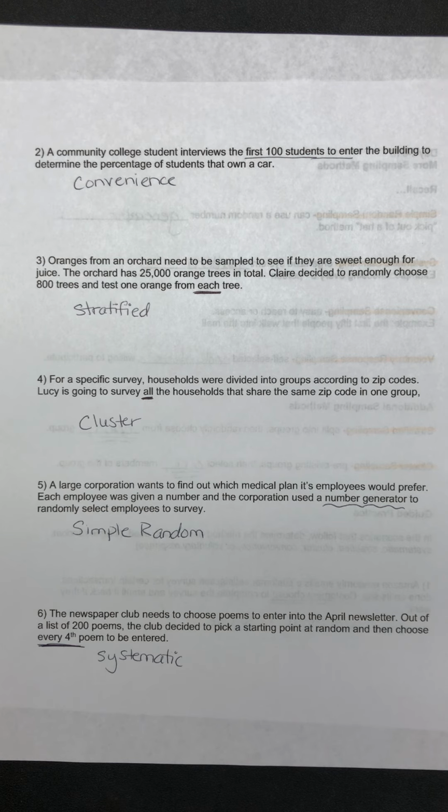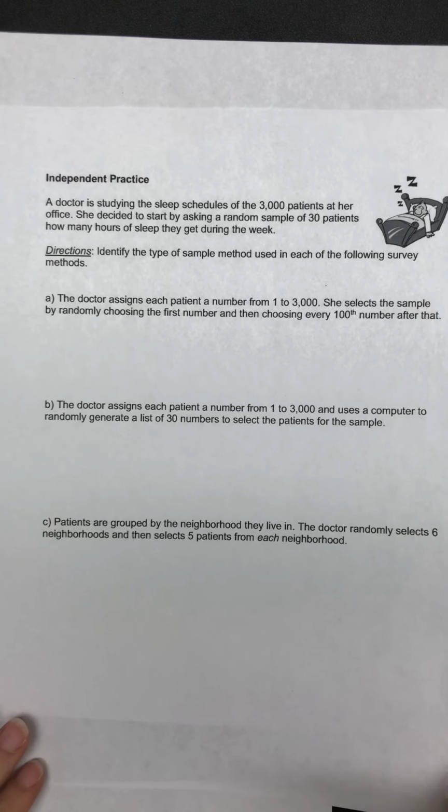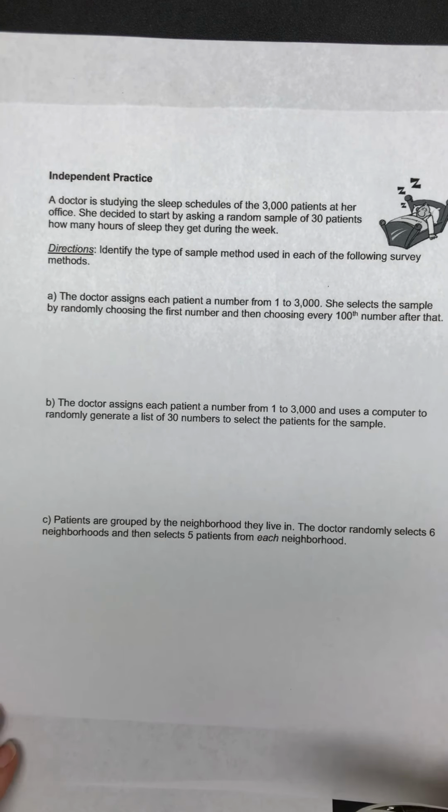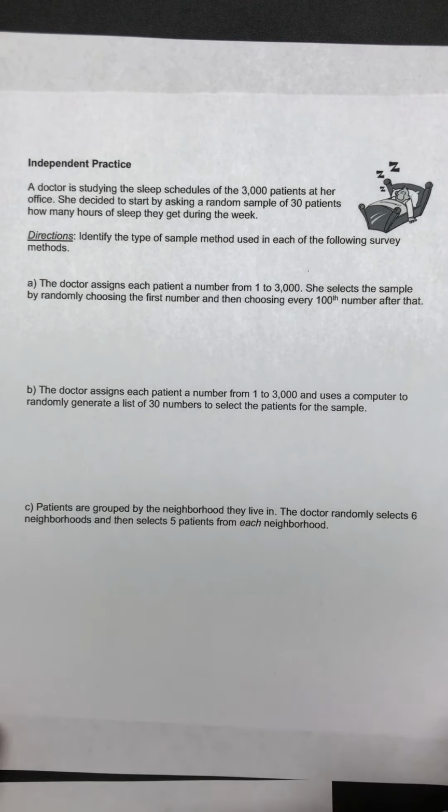Okay, so we just went over each type and gave an example of each one. Let's just take a quick look at your independent practice page, just so I can read it to you and kind of help you, maybe give you some hints on it. So the independent practice is talking about a doctor who's studying the sleep schedules of 3,000 patients at her office. She decided to start asking a random sample of 30 patients how many hours of sleep they get during the week.